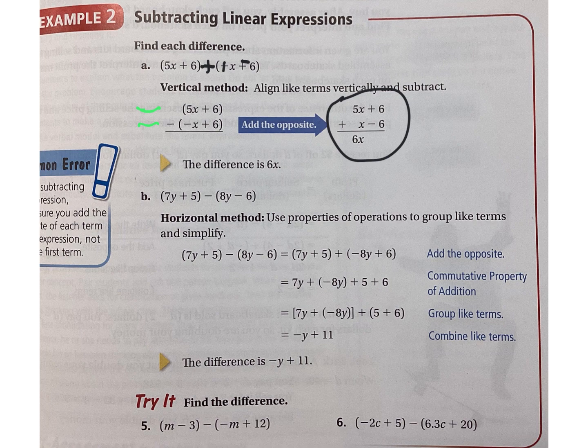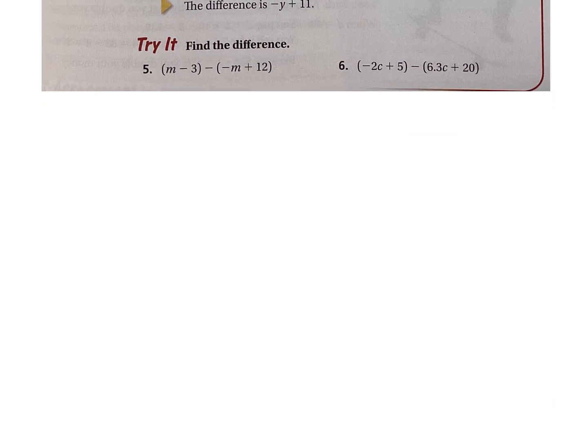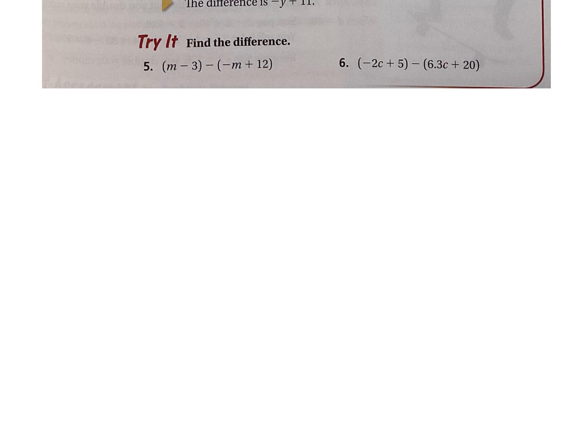The other way to do it is horizontal. And again, you add the opposite. This becomes a plus. Everything else in here becomes opposite. And then you just put the like terms together. Okay. I kind of like the horizontal method again with this. But let's do some try-its. There's 2 here. I'll show you how I like to do these.